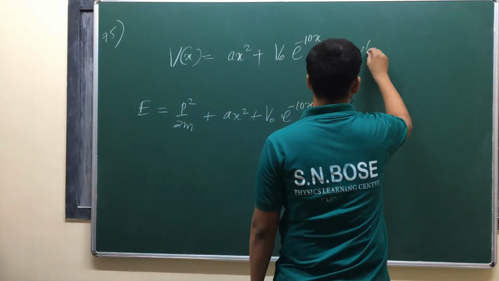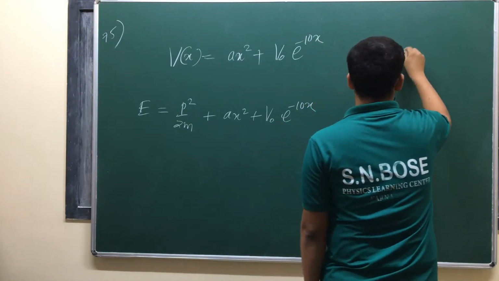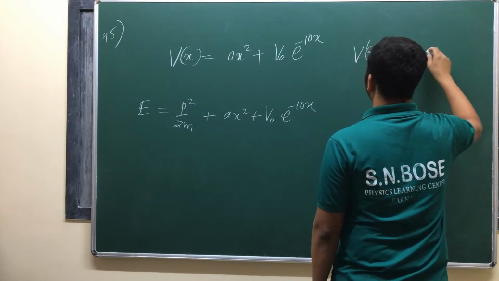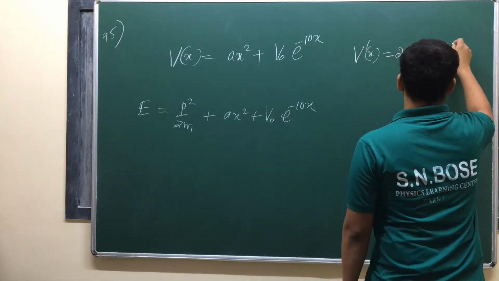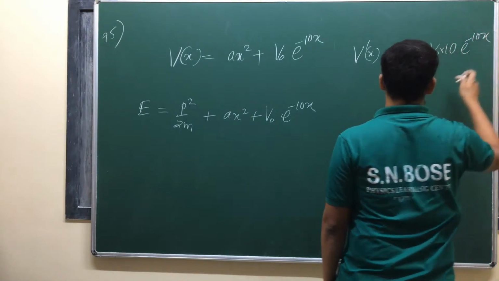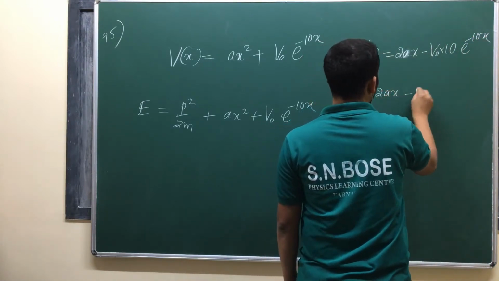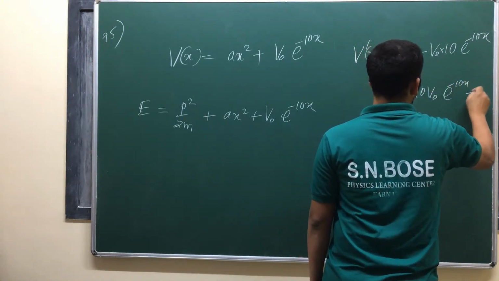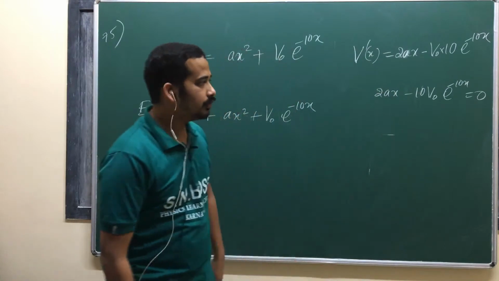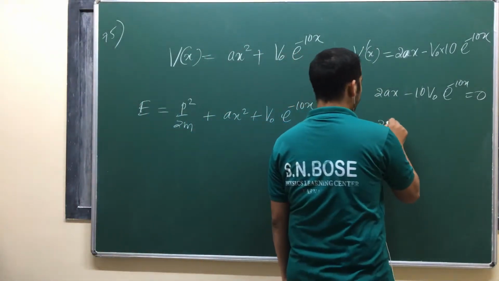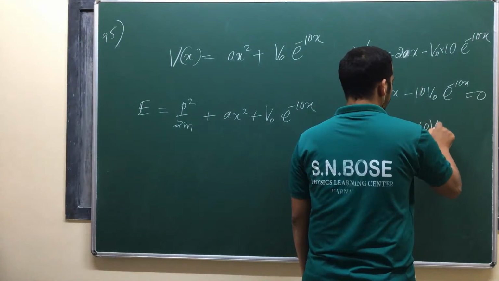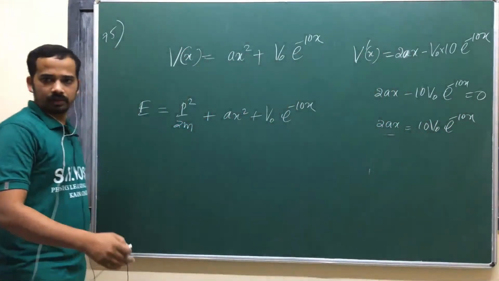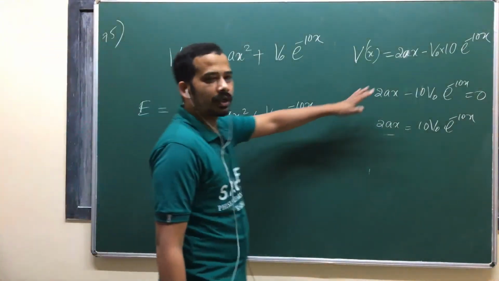What is V dash of x? It is 2ax minus V naught into 10 into e power minus 10x. So 2ax minus 10 V naught into e power minus 10x is equal to 0. Now when you solve it for x, look at the equation: 2ax is equal to 10 V naught into e power minus 10x. I think it's a kind of transcendental equation. Check out whether it can be solved.